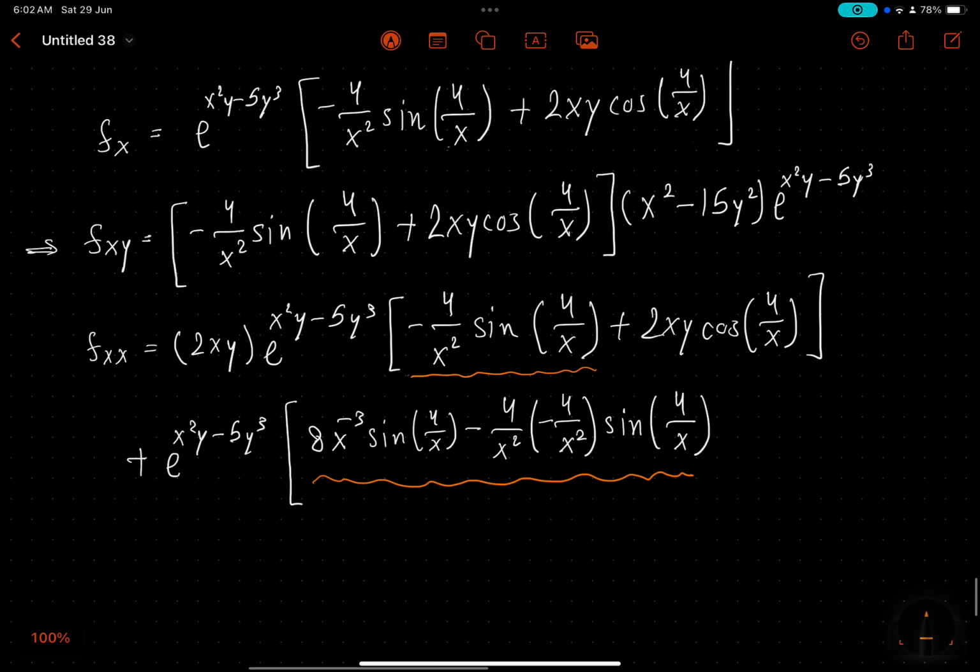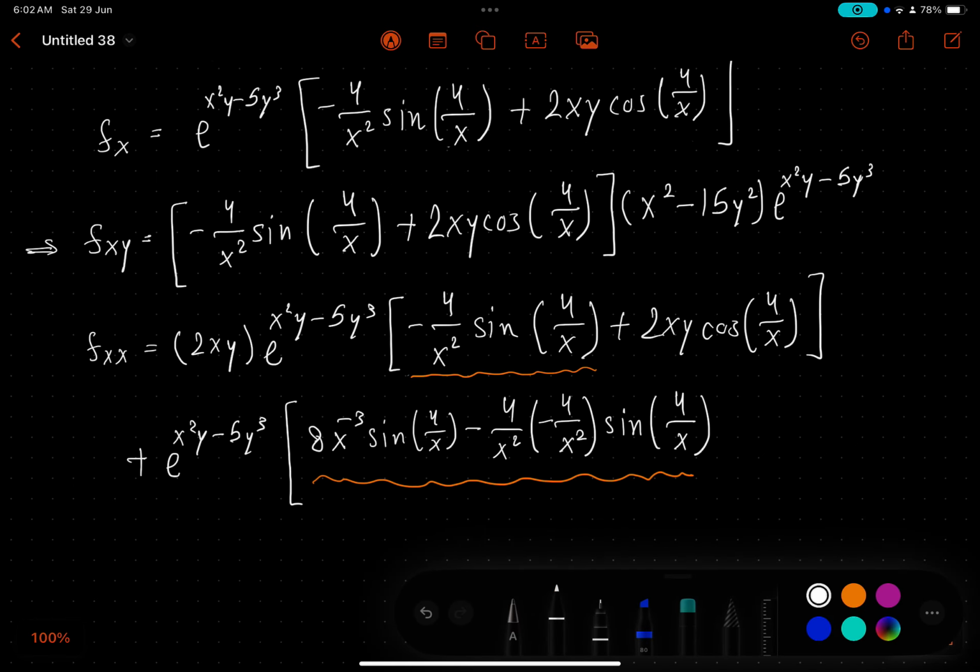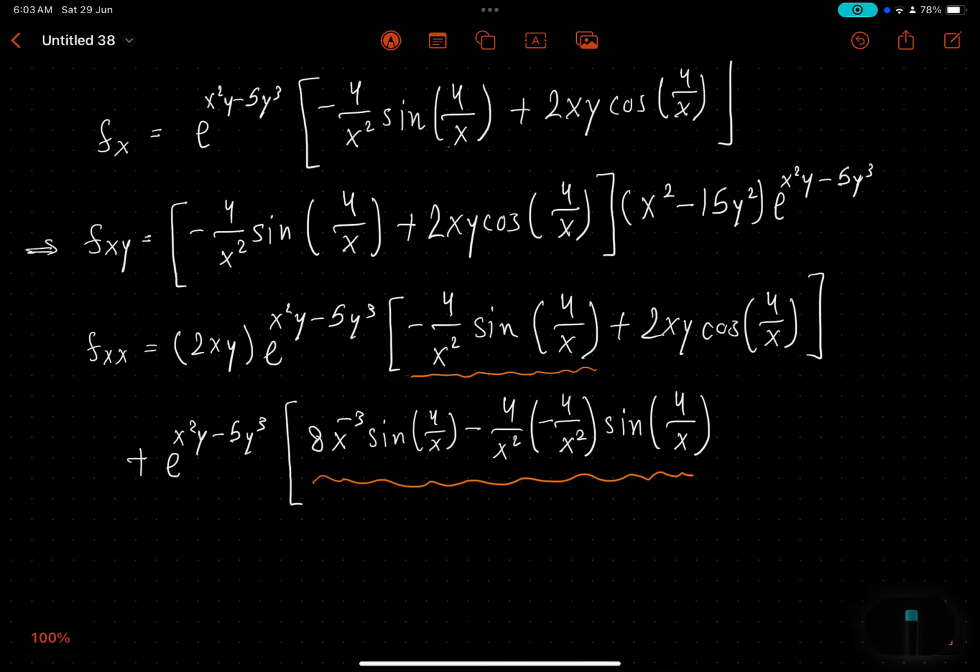Now we can simplify this, of course, so we can do plus 16 over x to the 4 sine of 4 over x. So this actually is going to be cosine of 4 over x since we differentiate.